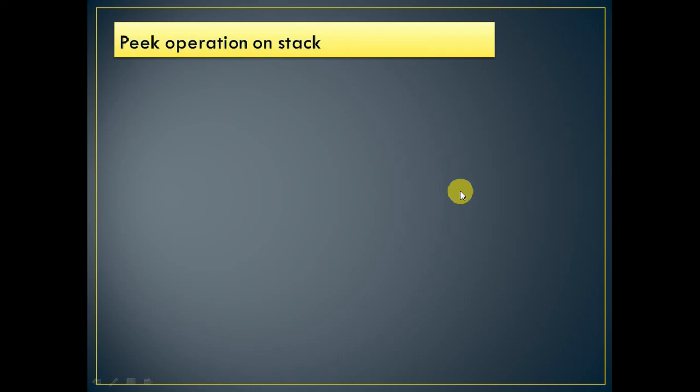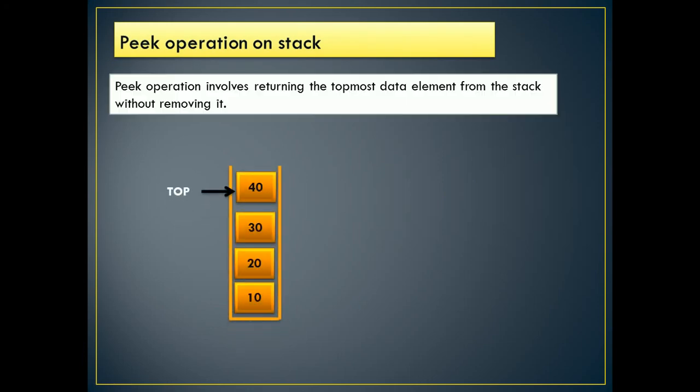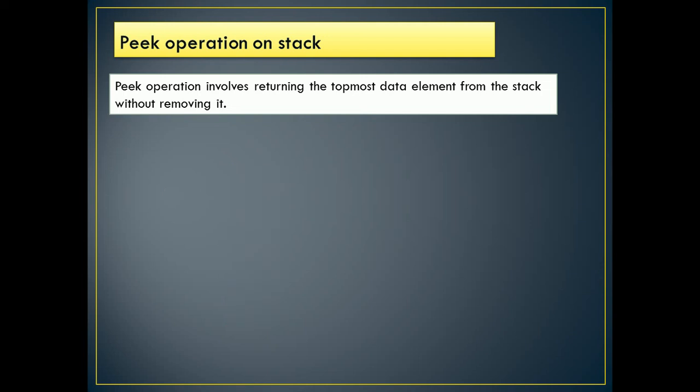Now we can see the third operation, that is the peek operation on a stack. The peek operation involves returning the topmost data element from the stack without removing it. Peek operation is mostly used when you require the topmost element present in your stack, but you do not want to remove that element. Only when you require the topmost element, that time you have to use the peek operation.